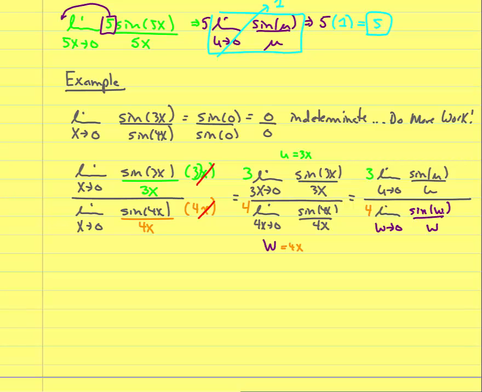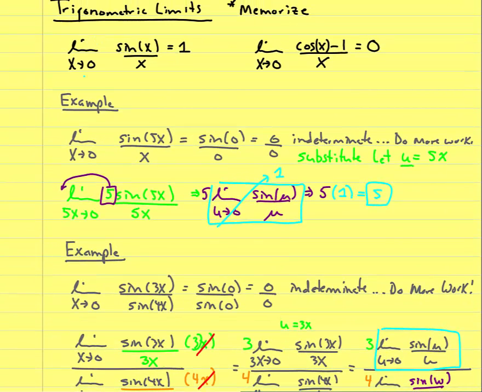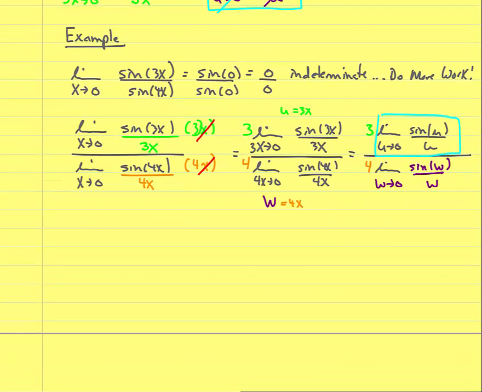Now we know for each of these pieces, from our theorem that we have memorized up top for our trigonometric limits, that limit of the sine of u over u, or the sine of w over w, as w or u approaches 0 is 1. So this whole piece goes to 1. This whole piece goes to 1 as well for the same reason, and I'm just left with 3/4.